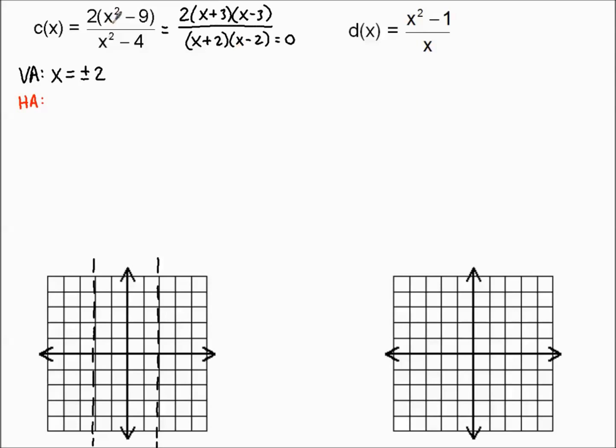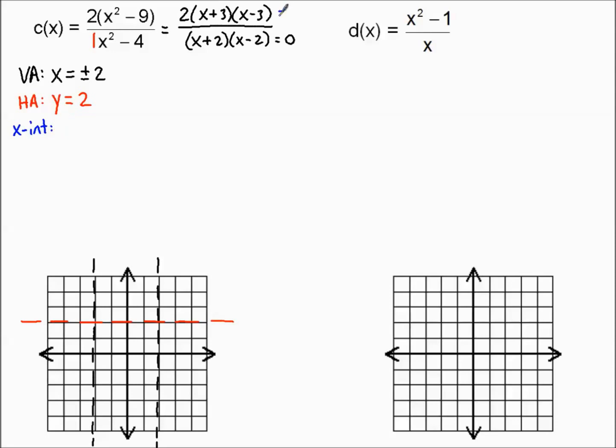In either case, you have the same exact degrees, which means that it's case 2, and we take our leading coefficient, which is y equals 2 over 1. So there's our horizontal asymptote. The intercepts are very helpful for helping us to make a pretty good sketch of our curve.